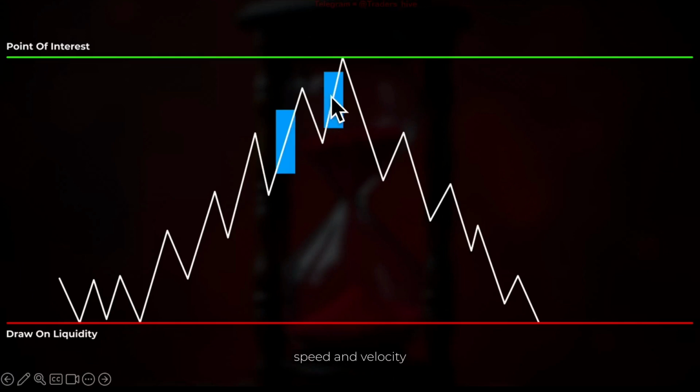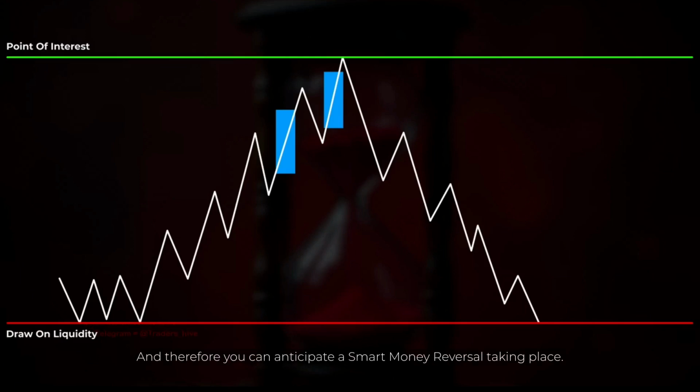Therefore, you see that there's speed and velocity taking place. Big up-close candles will step in. It's in those big up-close candles and an integration of the price pattern of an imbalance that you must be wary. The reason why is that you understand that the point of interest has been met, also during a time of interest, which we'll discuss later throughout this model series, and therefore you can anticipate a smart money reversal taking place.